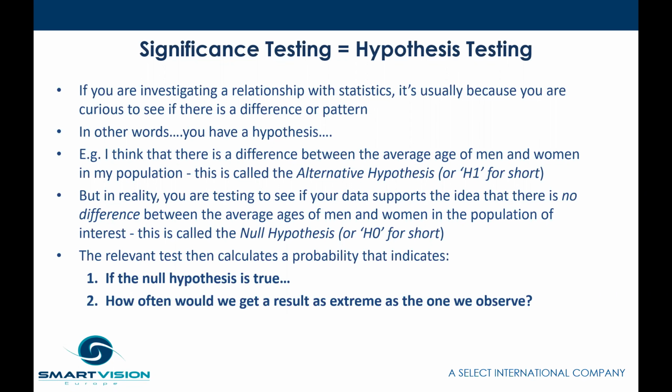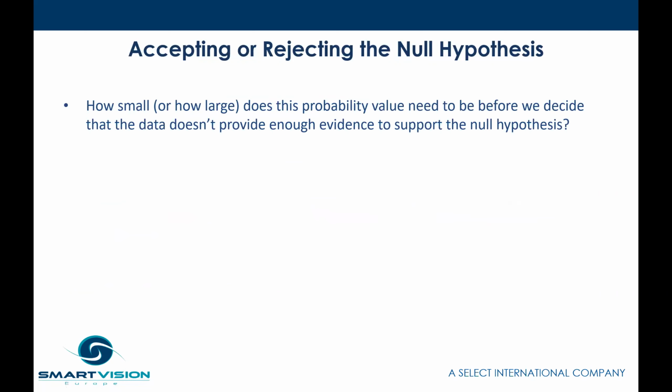The relevant test calculates a probability that indicates if this null hypothesis is true, how often would we get a result as extreme as the one we observe? That's what it's doing. It's simply looking at the null hypothesis and saying, I know it's possible you can get differences as big as the one you've observed. Maybe it's a big difference, maybe it's a small difference, but it's possible to get that even in a universe where the mean ages are exactly the same for men and women. But how often in that universe would we get a result as extreme as the one we observe? That's what the p-value is showing us.